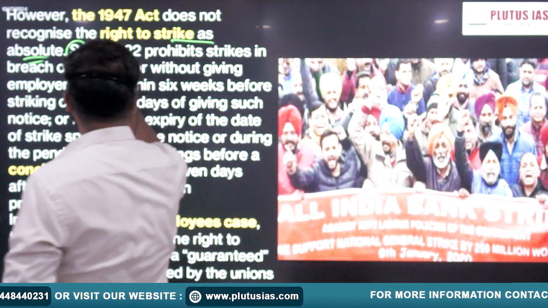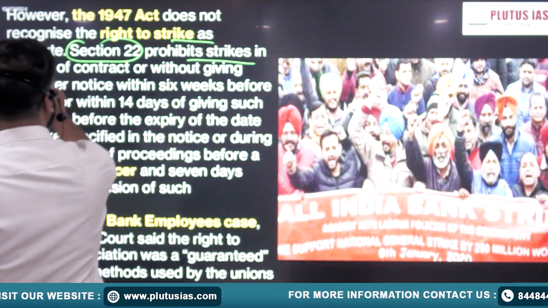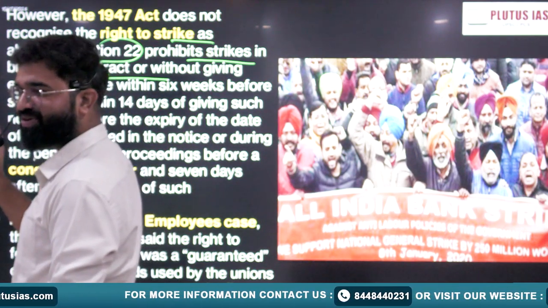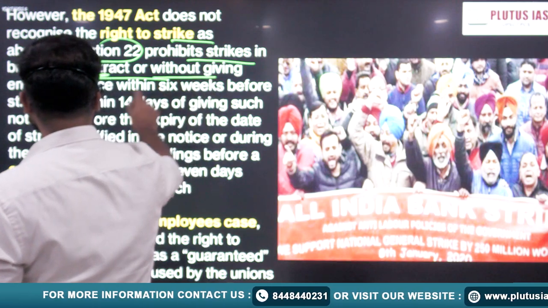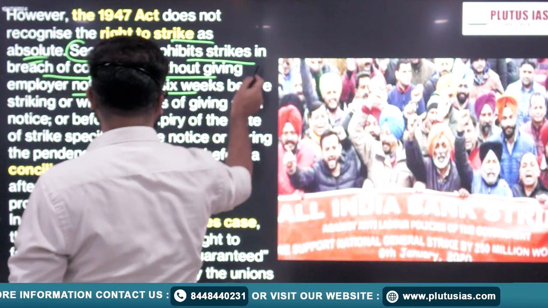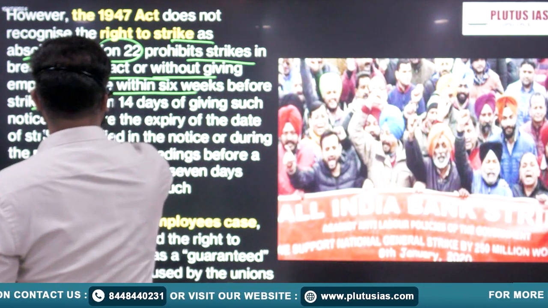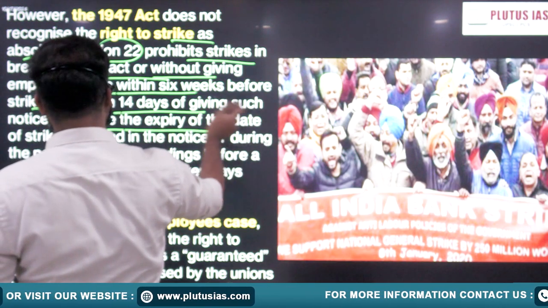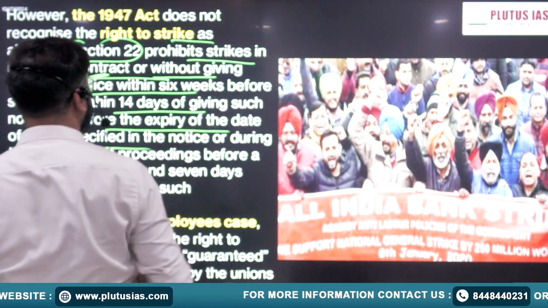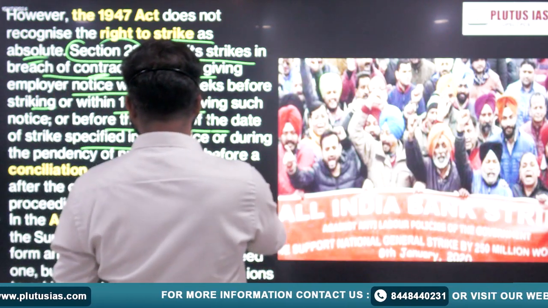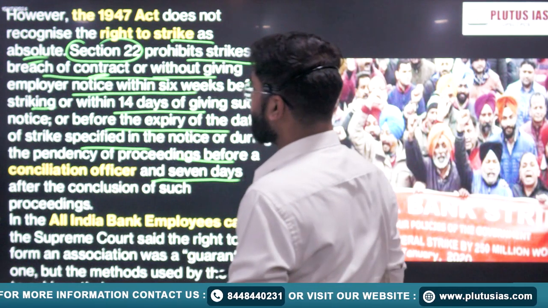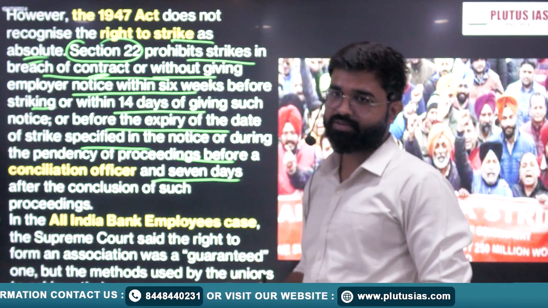Section 22 prohibits the strike in breach of contract. Theek hai? Breach of contract. Or without giving the employer notice within the 6 weeks before striking, or within 14 days of giving such notice, or before the expiry of the date of a strike specified in the notice, or during the pendency of the proceeding before the conciliation officer, and 7 days after the conclusion of such proceedings.